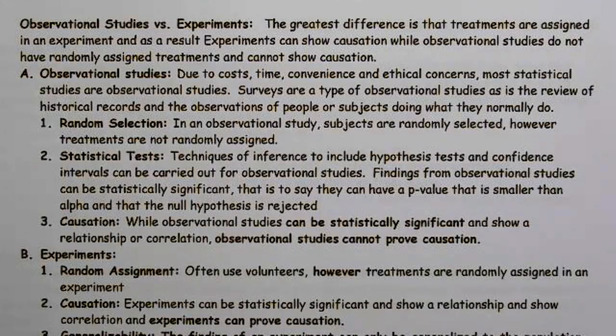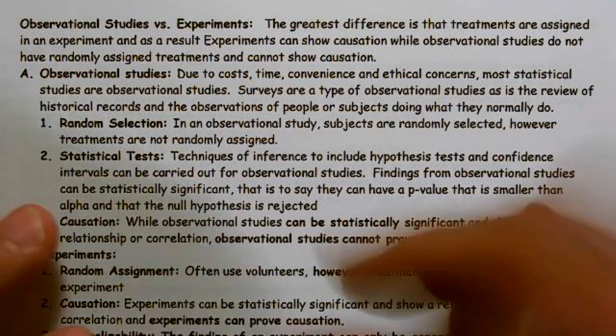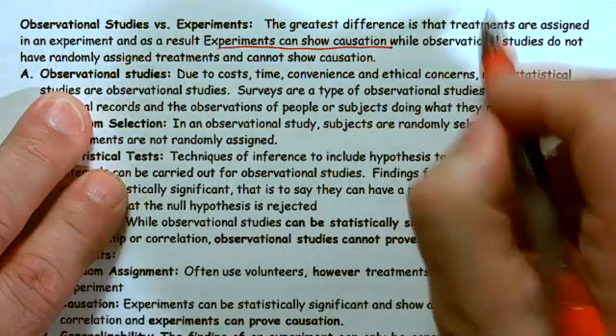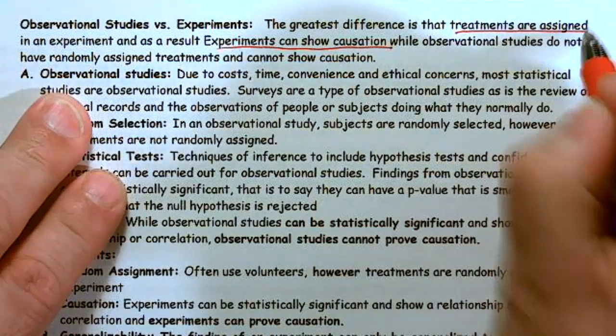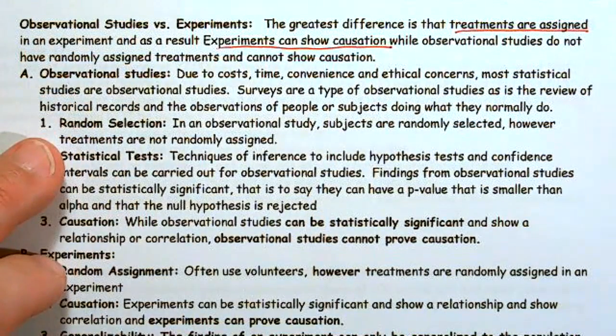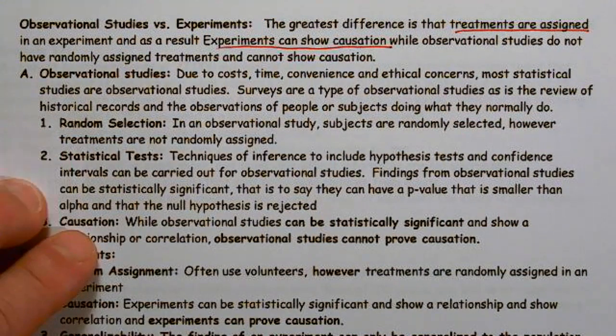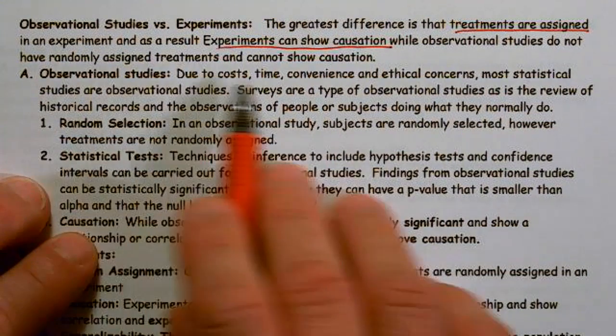Okay, observational studies versus experiments. The greatest difference is that treatments are assigned in an experiment, and as a result, experiments can show causation. By the way, saying treatments are assigned, as you probably remember, is the most important distinction there. Treatments are assigned and they are randomly assigned, while observational studies do not have random assignment of treatments and cannot show causation.